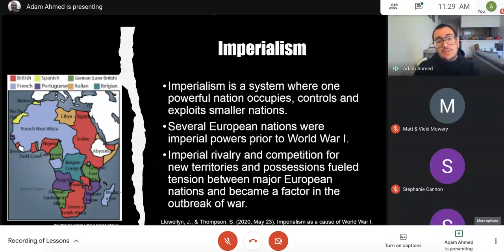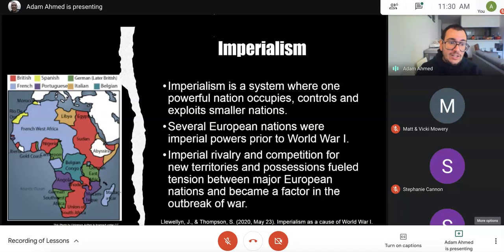So imperialism, we talked about this a little bit in previous lessons. Imperialism is a system where one powerful nation occupies, controls, and exploits smaller nations. Several nations were imperial powers prior to World War One. As you can see on this map here, specifically dealing with Africa, the French controlled a large part of West Africa. Britain had colonies and territories throughout Africa, ranging all the way from Egypt down to South Africa, as well as colonies and territories in the western parts of Africa as well.